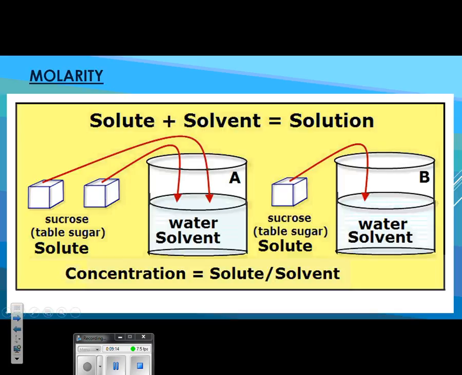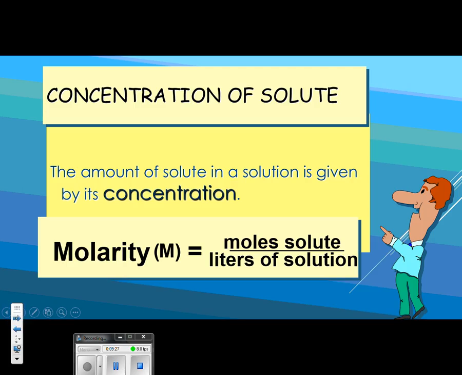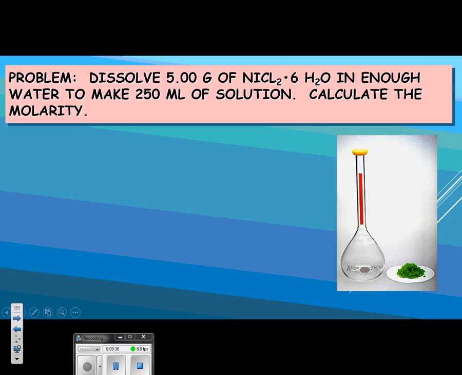So we got our solute plus our solvent gives a solution. I'm going to keep pounding that into your head. Our concentration is always solute divided by solvent or solute divided by solution. Okay, so for molarity, we're going to do moles divided by liters, and that's a solution. So here's an example problem. This is not the example problem that's there, so if you want to add it, you can to another paper.